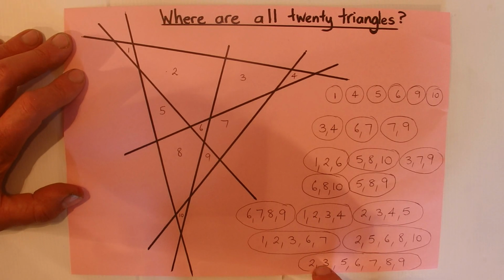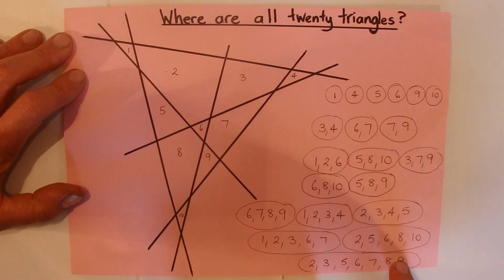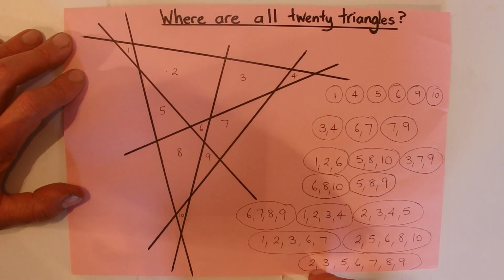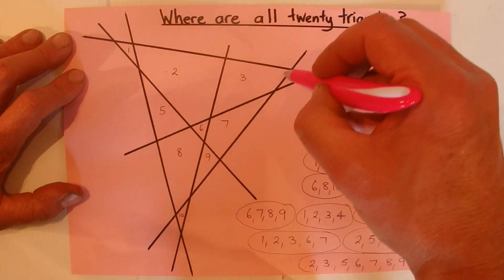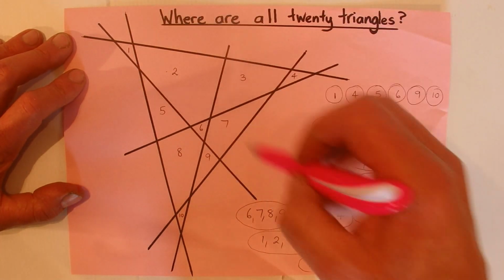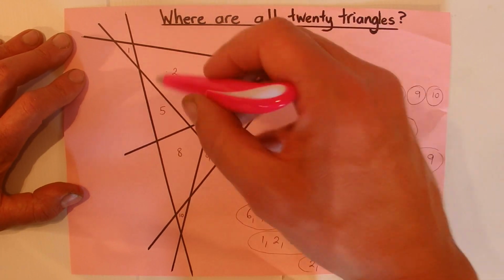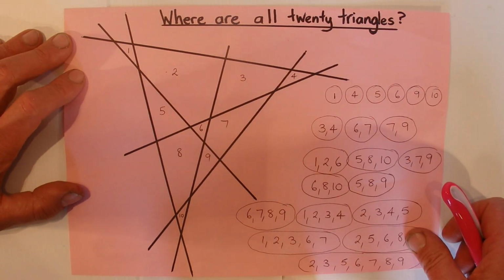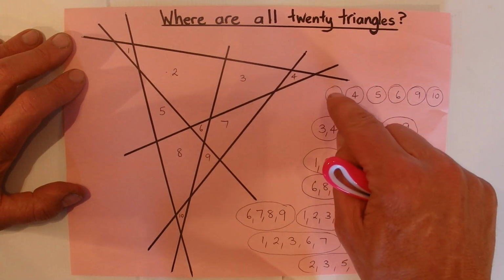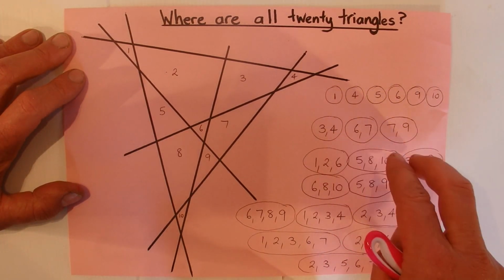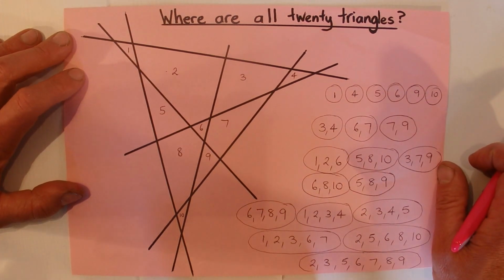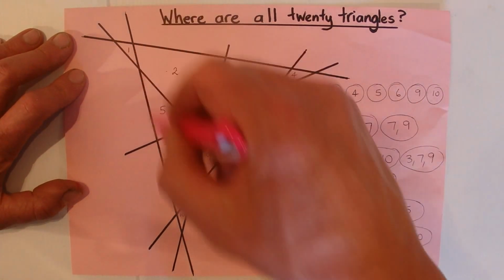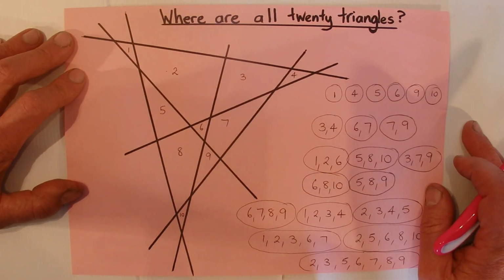And the last one actually uses 7 adjacent shapes, and we've got 2, 3, 5, 6, 7, 8, and 9. So that's that big triangle there to make the last triangle. If we count that up, we've got 2, 4, 6, 8, 10, 12, 14, 16, 18, and 20. So there we go, there are all the 20 triangles that are made from this shape.